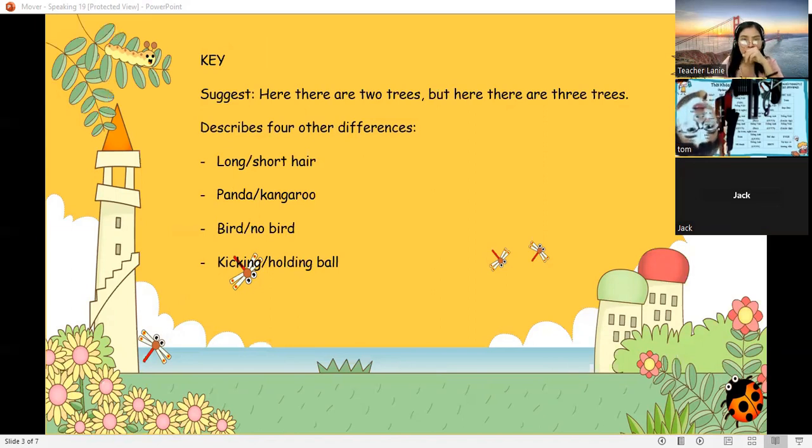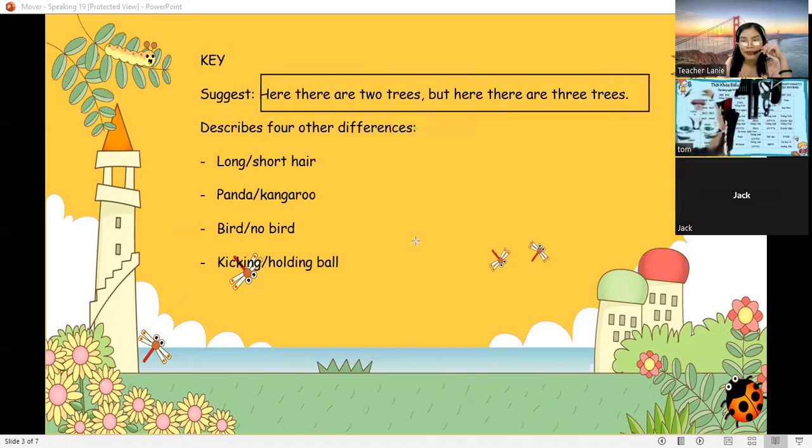Now, this time, Jack, please read the suggest. Here there are two trees, but here there are three trees. Okay, very good. Now for you, hello, Tommy. Please read the four other differences. Long, short hair, panda, kangaroo, bird, no bird, kicking or holding the ball. Okay, so long or short hair, panda and the kangaroo, bird or no bird, and kicking or holding the ball. All right.